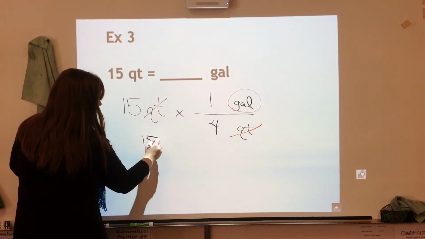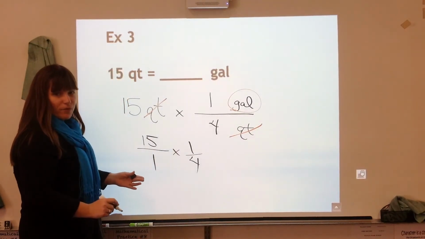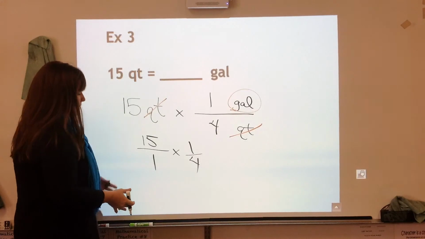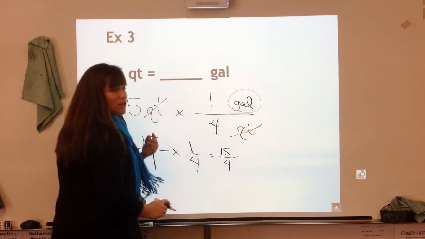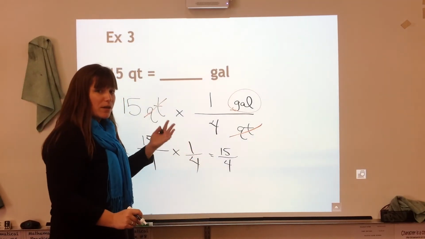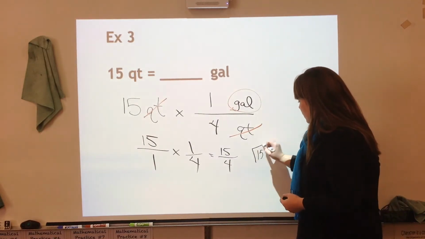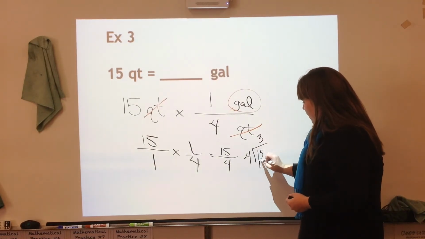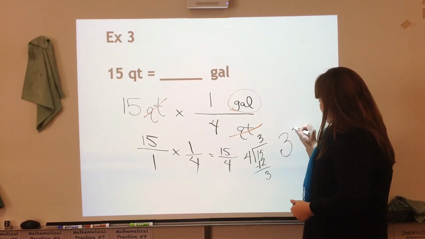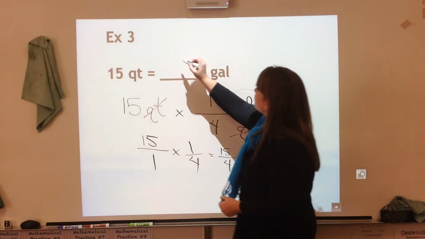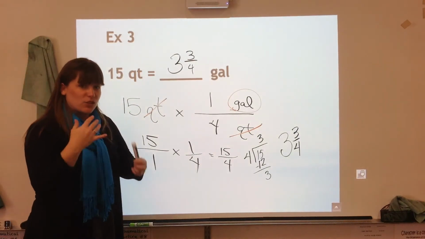So our math ends up being 15 over 1 times 1/4. This is where chapter 4 skills come into play when we're converting. We're going to multiply across and multiply across. We have to convert this into a mixed number because it is improper. So 15 divided by 4, we have 12, which is 4 times 3, and then we have 3 and 3/4 gallons, which is our answer. So that's example 3. Let's do another one.